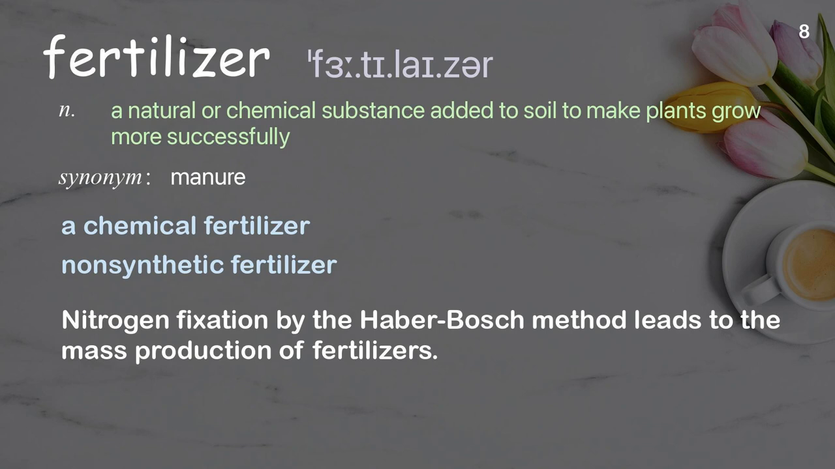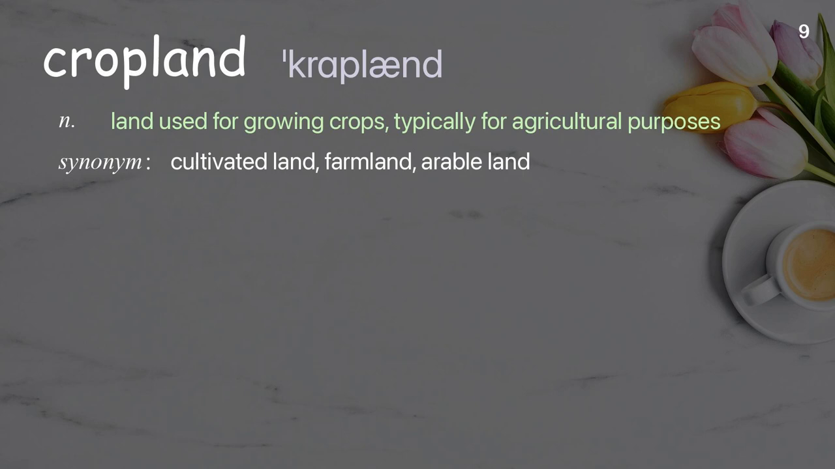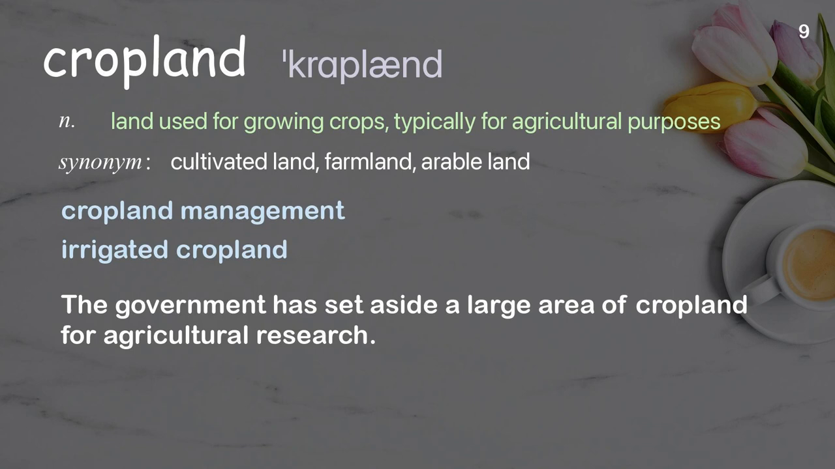Cropland. Land used for growing crops, typically for agricultural purposes. Examples: cropland management, irrigated cropland. The government has set aside a large area of cropland for agricultural research.